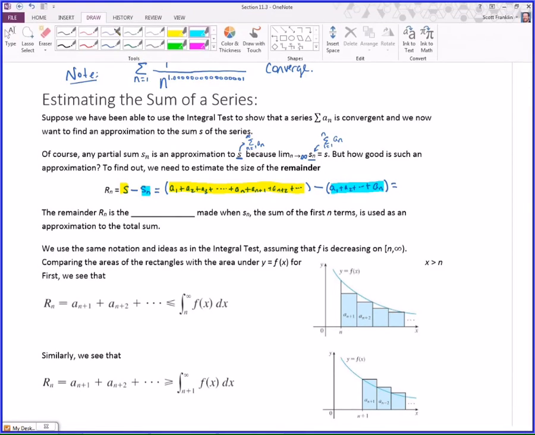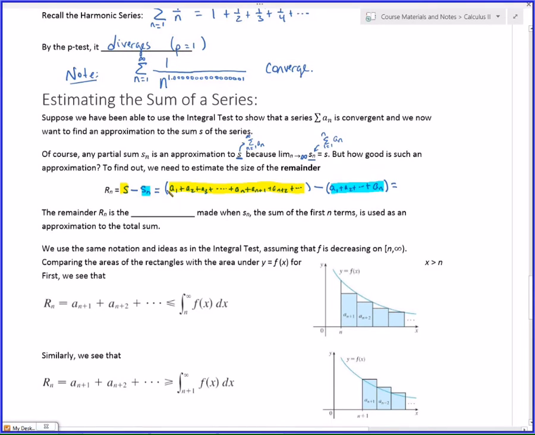Now, look at those, and what do you see happening? You've got an a sub 1 minus an a sub 1, right? Cancel. a sub 2, a sub 2, a sub 3 cancels all the way out to a sub n. What are you left with? That's what's called the tail of the series. So your remainder is what's left over at the end. And this R sub n is the error made when you use S sub n, the sum of the first n terms, as an approximation for the total sum.